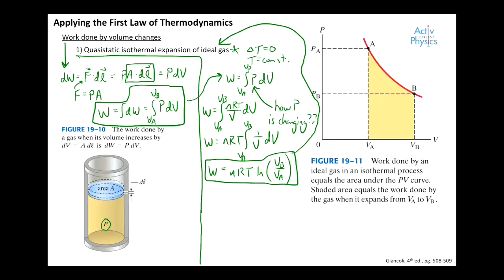Notice there's a shaded area there. We're doing an integral from A to B, so the amount of work is actually equal to the area under this curve that illustrates the process. So we could say that that area is the work.